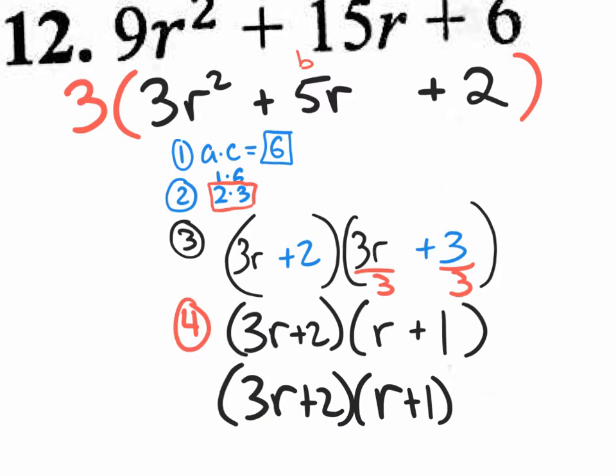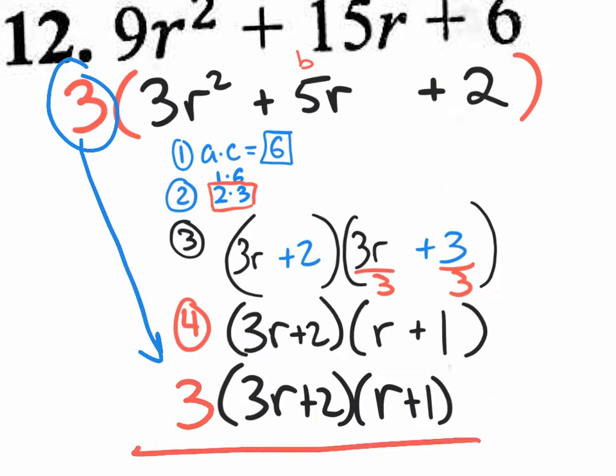But remember, we didn't originally start out with 3r plus 5r plus 2. What did we start out with? With the original one, we factored out that 3. So this 3 on the outside has to come down and be placed in the front of our factored form answer. So this is our answer. It's not that bad. Let's try the next one.